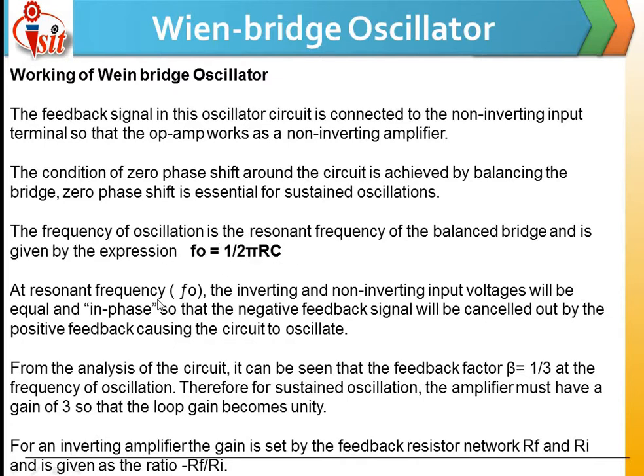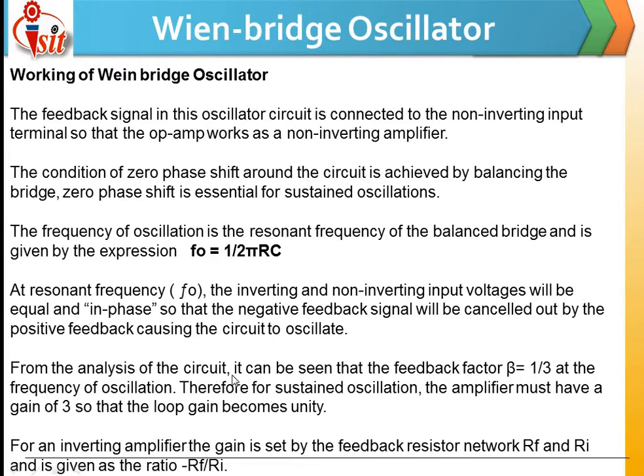At resonant frequency F0, the inverting and non-inverting input voltages will be in phase, so that the negative feedback signal will be cancelled out by the positive feedback, causing the circuit to oscillate. That means whatever frequency is generated by that system has an in-phase output with respect to time. That means no kind of phase shift will be introduced over here.